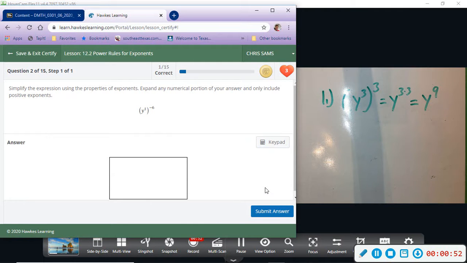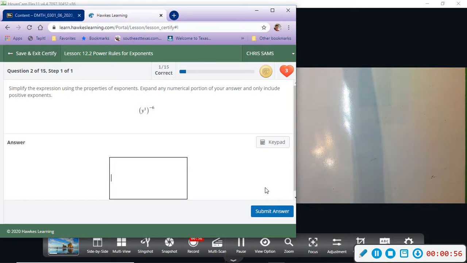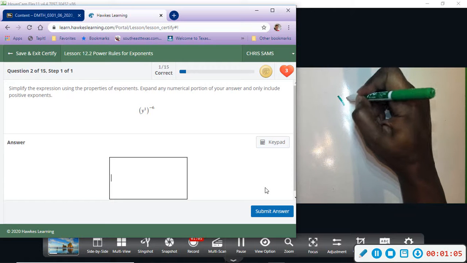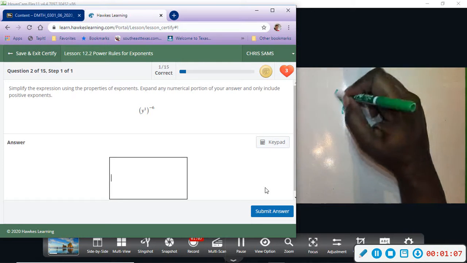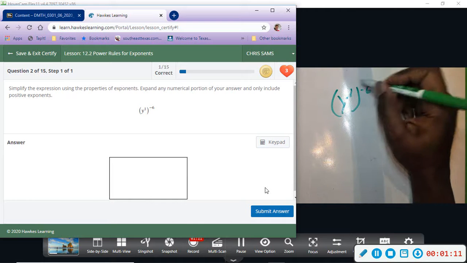Okay, so number 2, we want to use the property, and we want our answer to only include positive exponents. Okay, so you have power to a power, so we will multiply those together. We're multiplying this negative 6 to the 1.